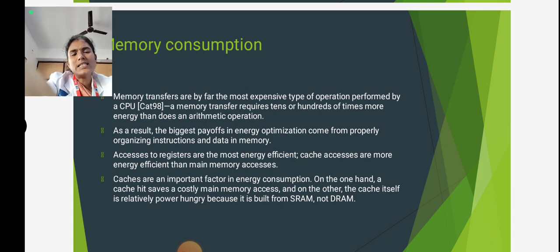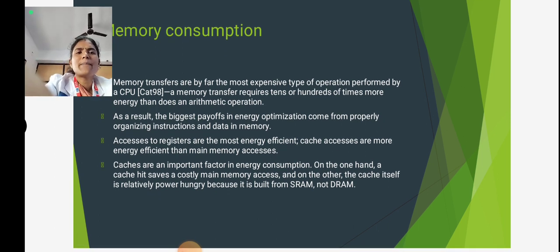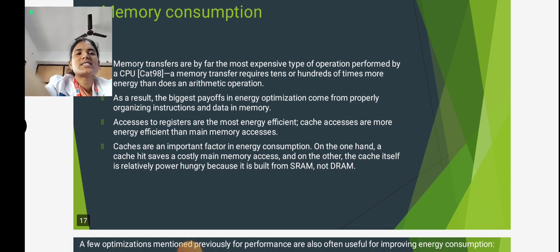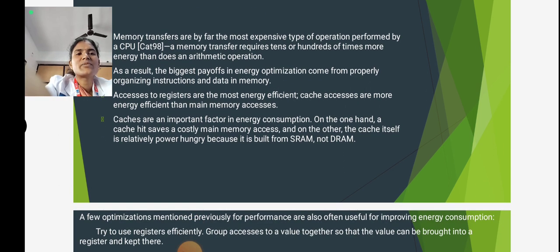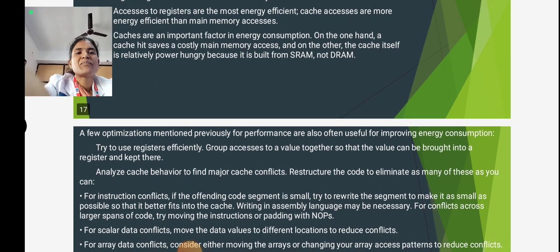We know that memory transfers are by far the most expensive type of operations performed by a CPU. As a result, the biggest payoffs in energy optimization come from properly organizing instructions and data in memory. Caches are an important factor in energy consumption. A cache hit saves a costly main memory access.